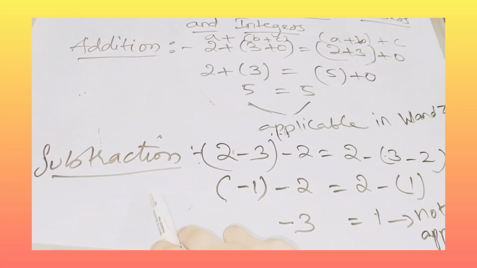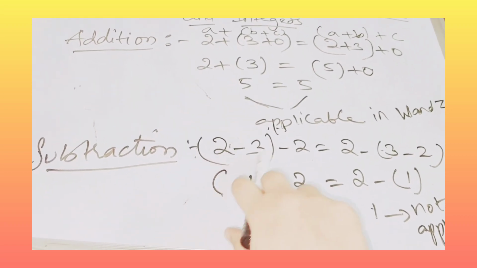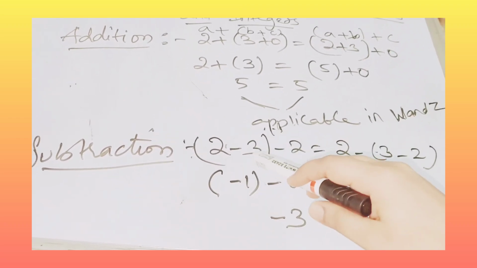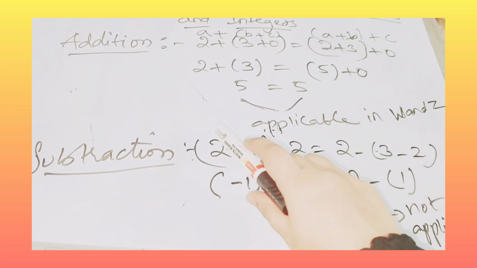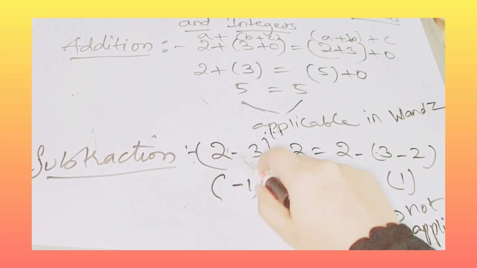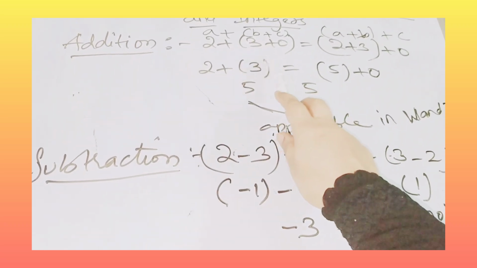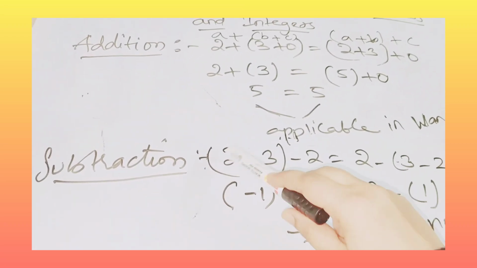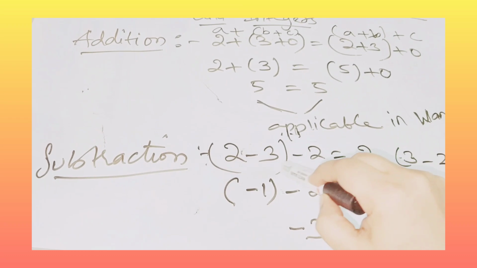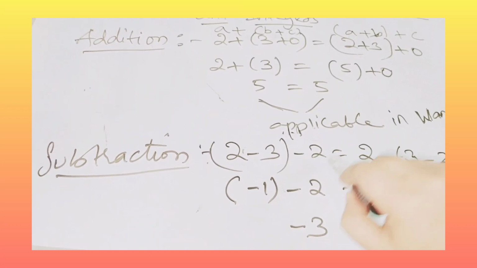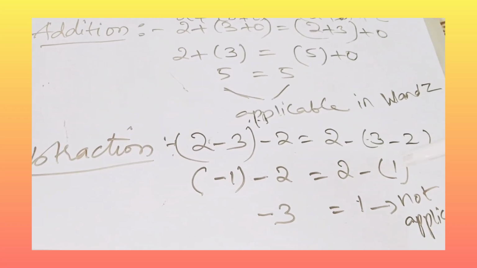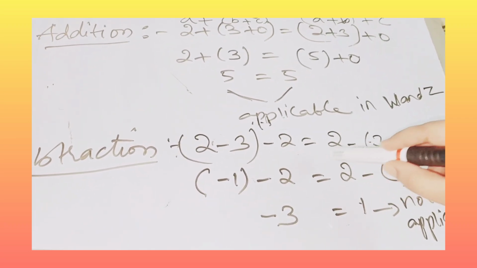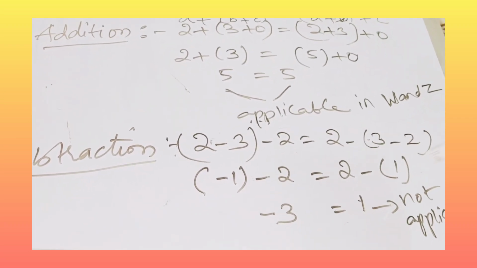Now subtraction. In subtraction also we are taking three numbers. Here you have to take a minus b first. First take a minus b: the first two numbers in a bracket, and separate the third number. But in the second case, you separate the first number and take the last two numbers in a bracket.